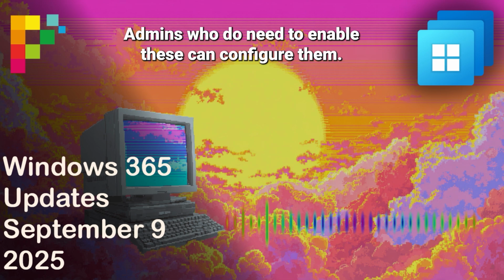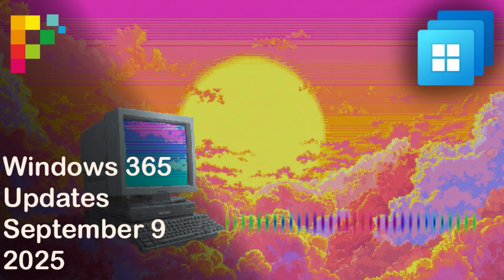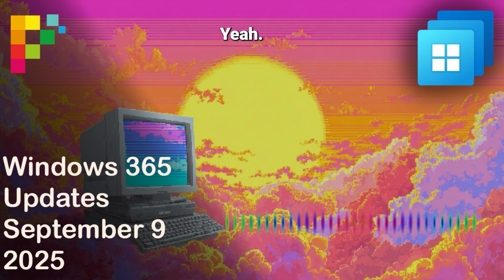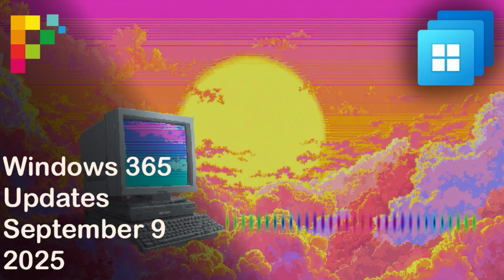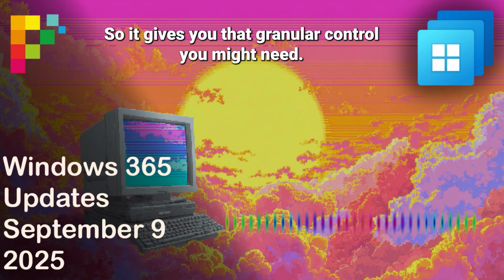That's key. Admins who do need to enable these can configure them. You can use a device configuration policy in Microsoft Intune through the settings catalog. And that method supports both Microsoft Entra joined and hybrid joined cloud PCs. So that covers most scenarios. Alternatively, just for the Microsoft Entra hybrid joined cloud PCs, you can still use group policy objects, GPOs, in your on-prem Windows Server AD. So it gives you that granular control you might need.